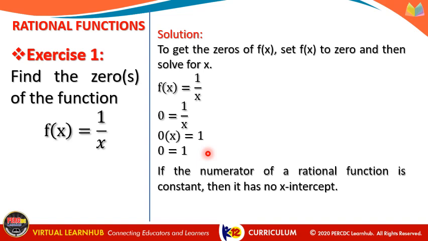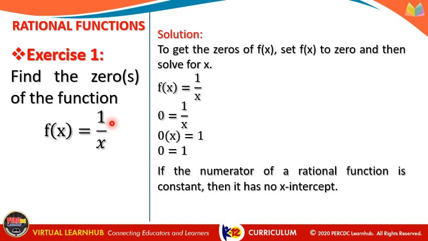Now, remember this one. If the numerator of your rational function is a constant number, let's say 5, -6, basta number lang yung nasa numerator, walang variable, then this function has no x-intercept. Ayon sa definition natin kanina, root is the x-coordinate of your x-intercept. Since wala tayong x-intercept, edi wala ka ding makukuhang root.